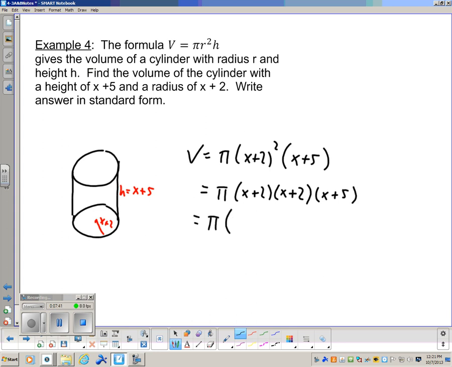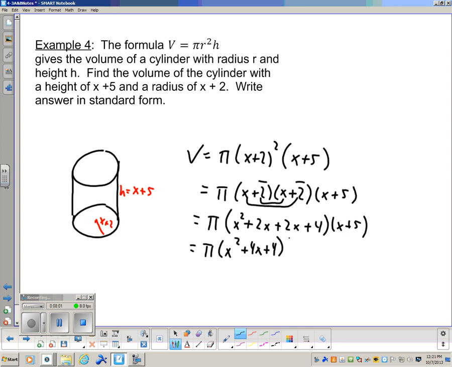So FOILing x plus 2 times x plus 2, I get x squared, and then outers plus 2x, inners plus 2x, and the last terms are plus 4. So I'm going to combine my like terms. I get x squared plus 4x plus 4, times x plus 5.